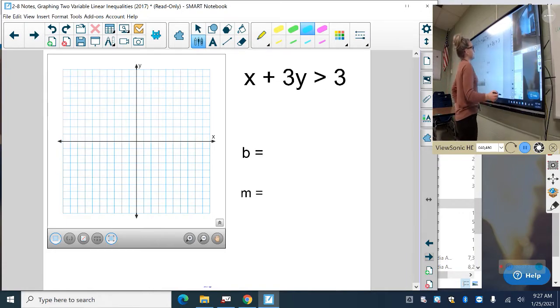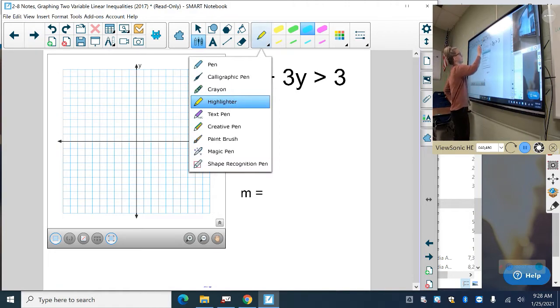Let's try another one. All right, for this one, I have to graph. I don't know the slope and the y-intercept, so I have to solve for y first before I know what the slope and y-intercept are. And we have done this. We did this before Christmas break, so we are going to go ahead and solve this. You should know how to do this.